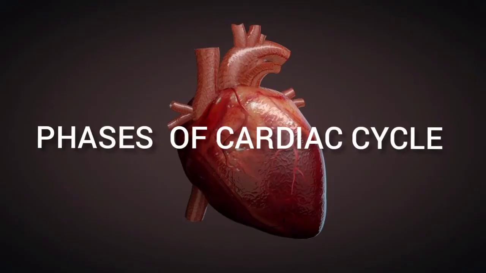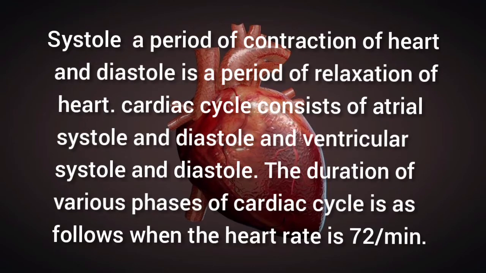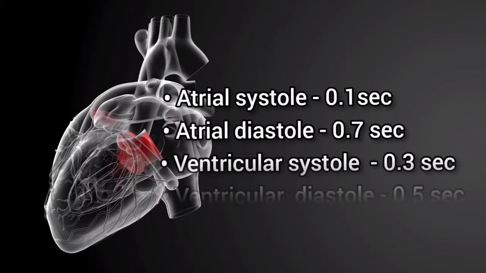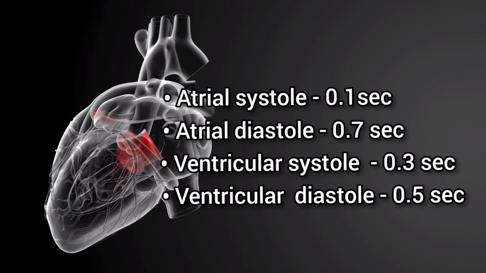Phases of cardiac cycle. Systole is a period of contraction of heart and diastole is the period of relaxation of the heart. Cardiac cycle consists of atrial systole and diastole and ventricular systole and diastole. The duration of various phases of cardiac cycle is as follows when the heart rate is 72: atrial systole 0.1 second, atrial diastole 0.7 second, ventricular systole 0.3 second and ventricular diastole 0.5 second.